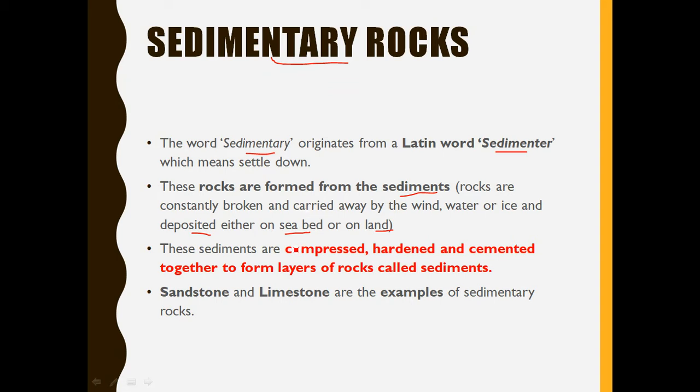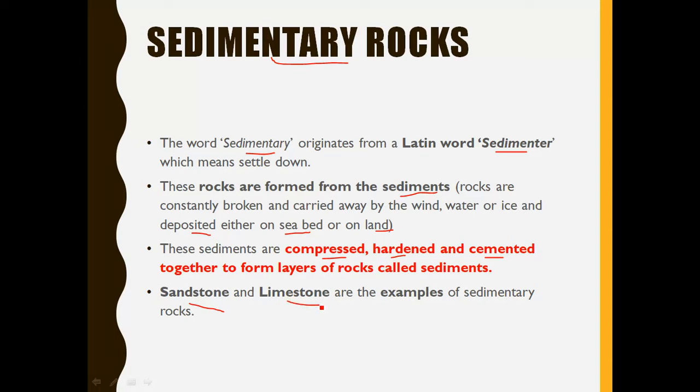So what happens to the sediments? Because sediment means small loose rocks here and there. So how do they come together to form the sedimentary rocks? These sediments are compressed, right? Then they are hardened, they are cemented together to form layers of rock called the sedimentary rocks. It's similar to imagining a cake which has lots of layers. That is the kind of sedimentary rock. You will just see various layers cemented together. So what are the examples of sedimentary rock? There is sandstone and limestone.